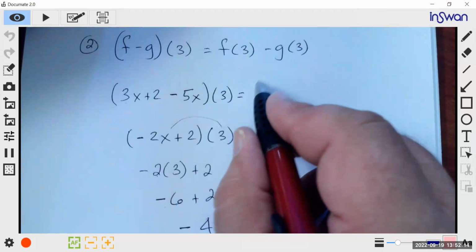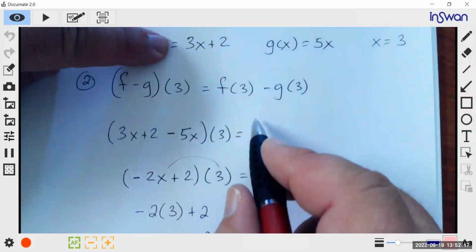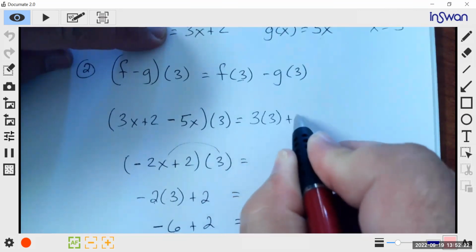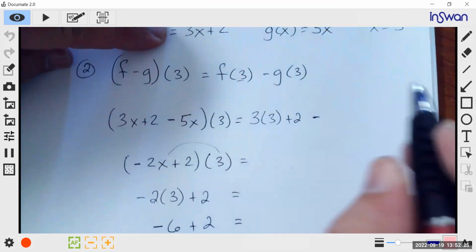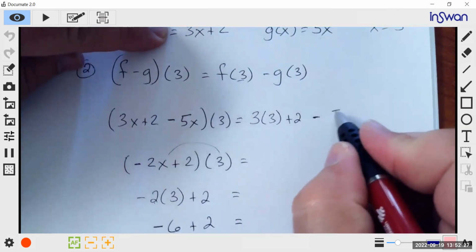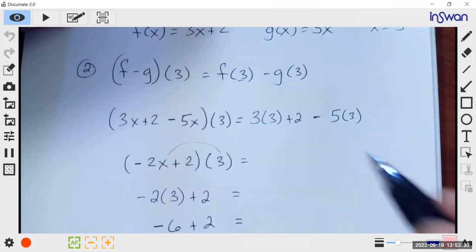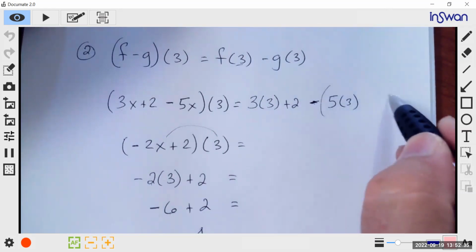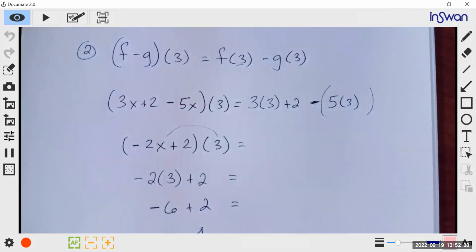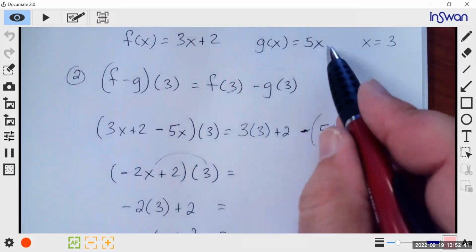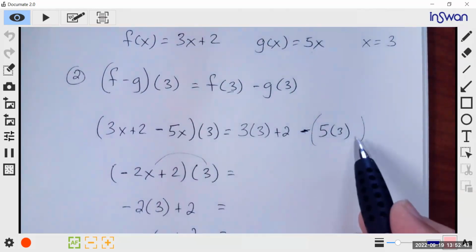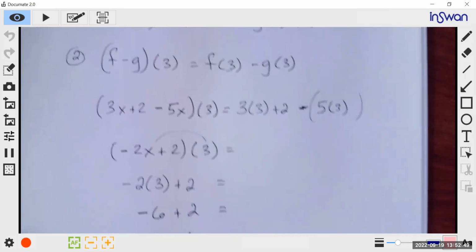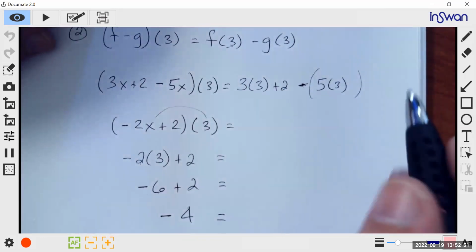Let's do the left side, or the right side. f of x is 3x plus 2. So in place, I have 3 times 3 plus 2 minus 5 times 3. Be very careful: if this was a larger equation, I'd have to put it in parentheses. If this was 5x minus 2, I'd have to put a parenthesis on it because this minus sign changes everybody's sign inside there. But since it's only a single term, I'd leave it alone.